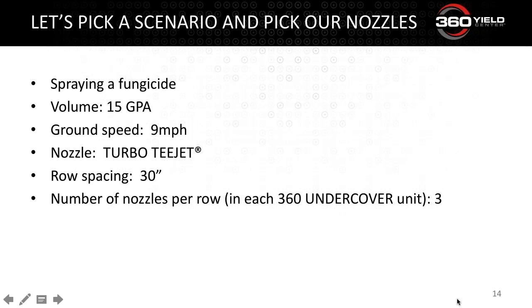We're going to drive 9 miles an hour. I decided we'll use a Turbo TwinJet nozzle. We're on a row spacing of 30 inches, and the number of nozzles that we're going to run in our Undercover is 3. So let's go ahead and go to the next slide.